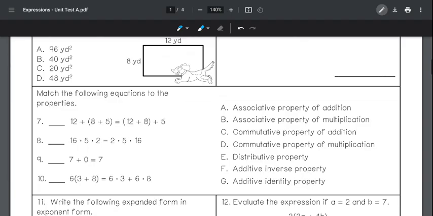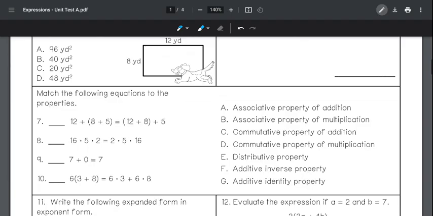Number 8, 16 times 5 times 2 equals 2 times 5 times 16. A, the associative property of addition, B, the associative property of multiplication, C, the commutative property of addition, D, the commutative property of multiplication, E, the distributive property, F, the additive inverse property, or G, the additive identity property. Number 9, 7 plus 0 equals 7.